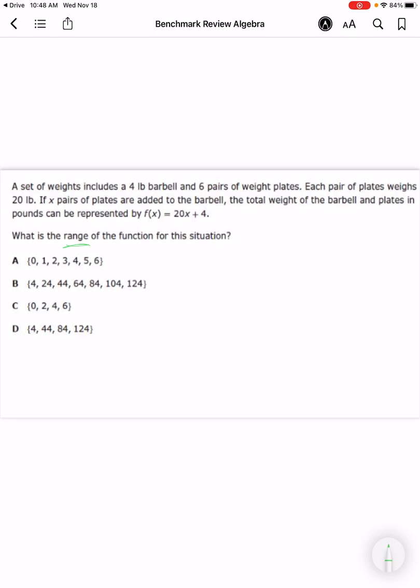So what we need to do is figure out what answers could be in there. So if you want to figure out the range answers, there's 6 pairs of weight plates, so we're going to put the numbers 1 through 6 in for x. And really you could put in 0 pairs. So you could start with 20 times 0 plus 4. Well, the answer to that is going to be 4. So our first y value has to be 4. Then you would go back in and plug in 1 all the way down to 6. And you really don't need to plug them all in, but you need to realize that you should have that many answers. 20 times 6 plus 4 is 120 plus 4 is 124. So I should have numbers from 4 to 124, which is answer choice B.